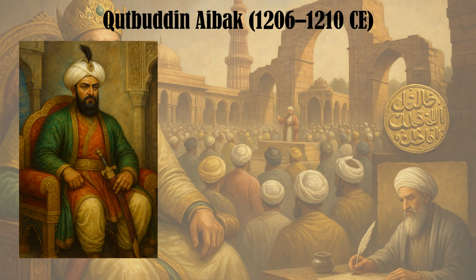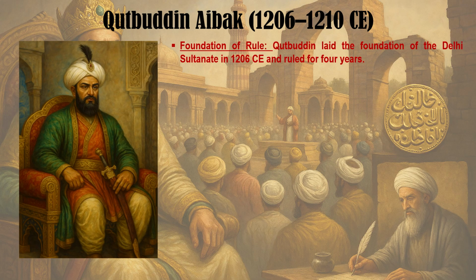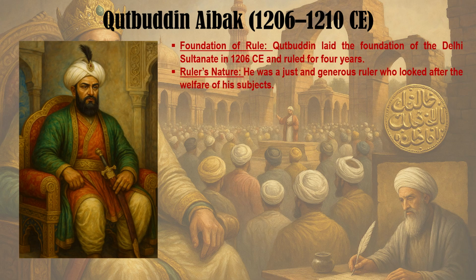Now we will discuss Qutbuddin Aibak, who ruled only for 4 years, that is from 1206 to 1210 CE. So he was the founder of the Delhi Sultanate and ruled for 4 years. He was a just and generous ruler who looked after the welfare of his subjects. According to what historical evidence is available, he was a just and generous ruler.